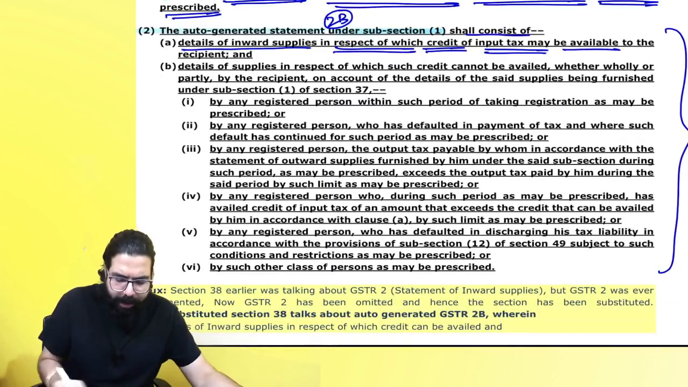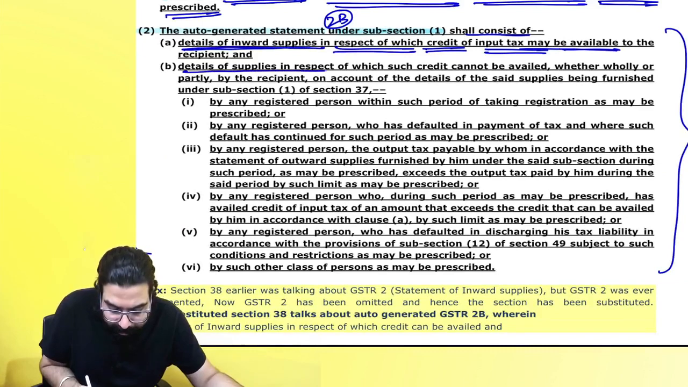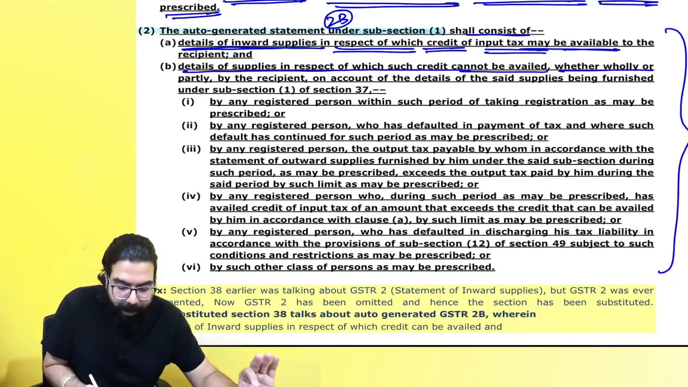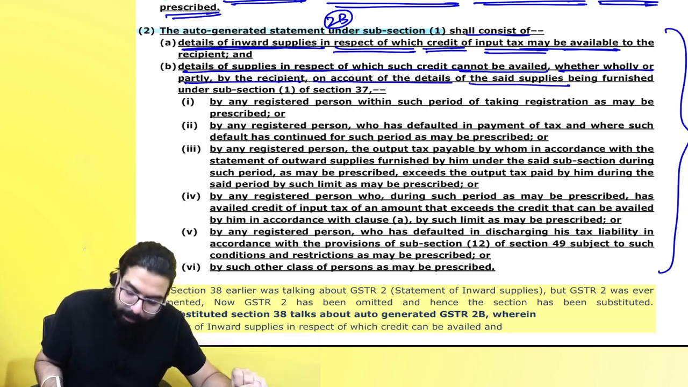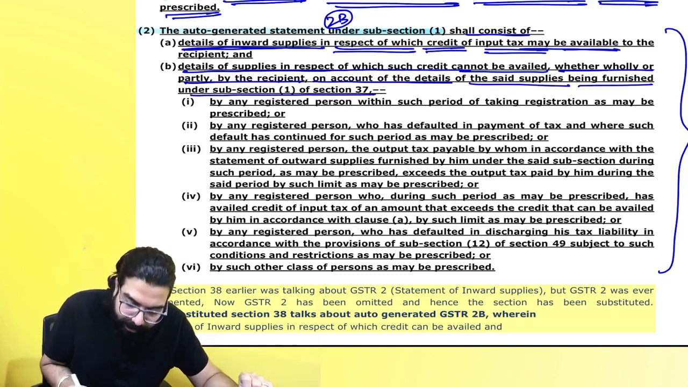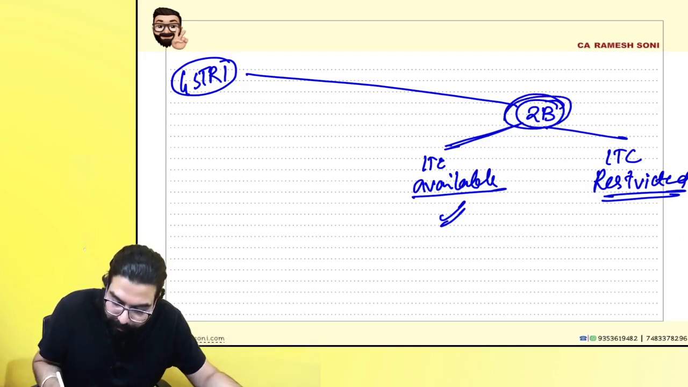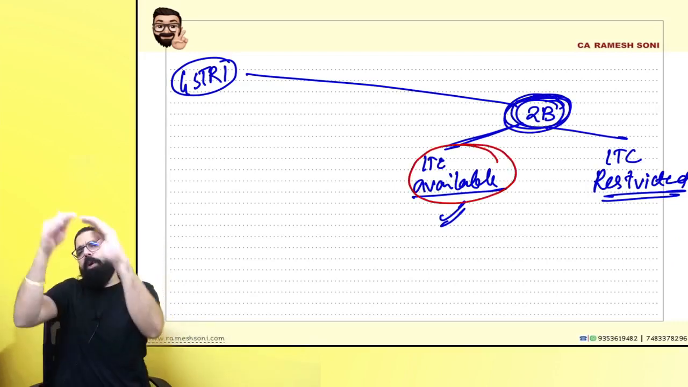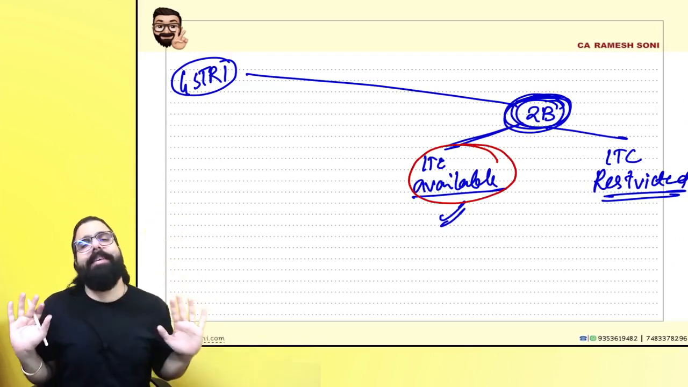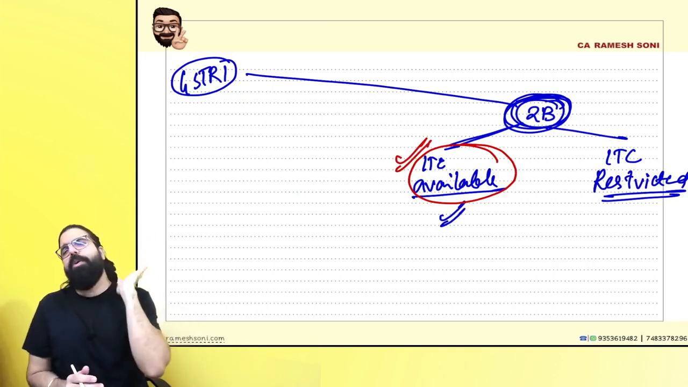They are telling over here the details of the ITC that may be available and the details of supply in respect of which credit cannot be availed, whether wholly or partly, by the recipient on account of the details of supplies being furnished under section number 37(1) by a registered person. The government is telling we will create one ITC available column for you and one ITC restricted column for you. And if it is appearing in your available column, you can take that credit.